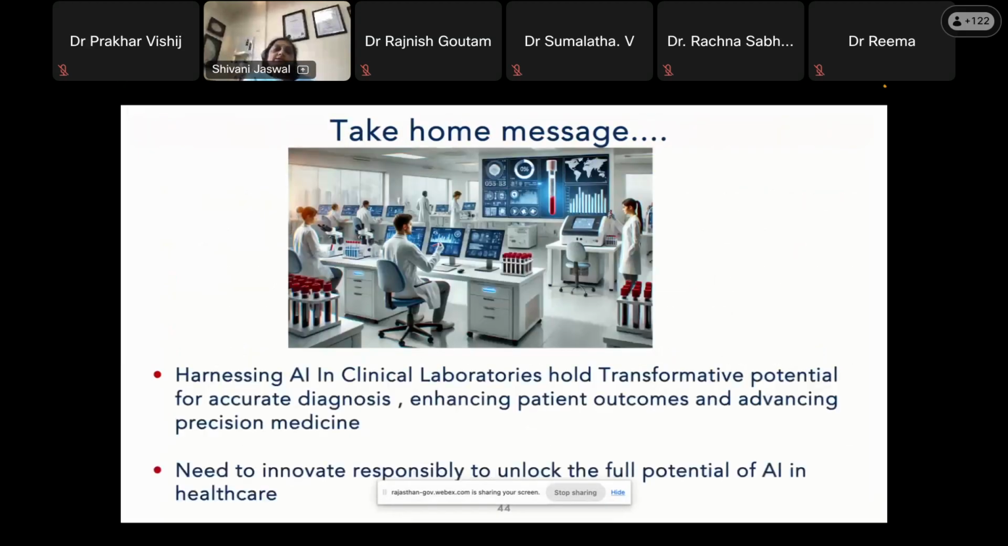The take home message would be that although these tools hold a transformative potential, they have to be used very responsibly, not immediately put into use, but responsibly validated, checked properly for performance, and only then integrated into our own practice. Thank you.